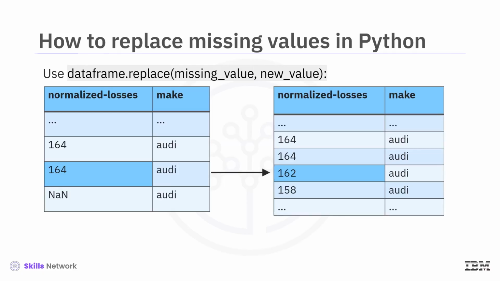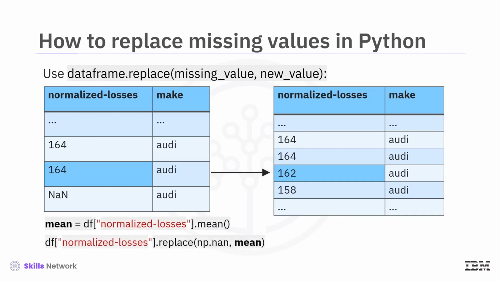Therefore, the missing value should be replaced by the average of the entries within that column. In Python, first we calculate the mean of the column. Then we use the method replace to specify the value we would like to be replaced as the first parameter, in this case, NaN. The second parameter is the value we would like to replace it with, i.e. the mean in this example.